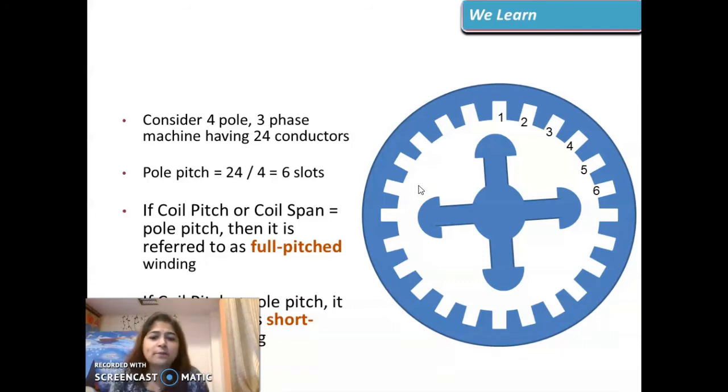Now, if the coil pitch or coil span is equal to the pole pitch, then it is referred to as a full pitch winding or full pitch coil, as we have seen in the last slide. If the coil pitch is less than the pole pitch, then it is referred to as a short pitch coil or short pitch winding. I hope this is clear.